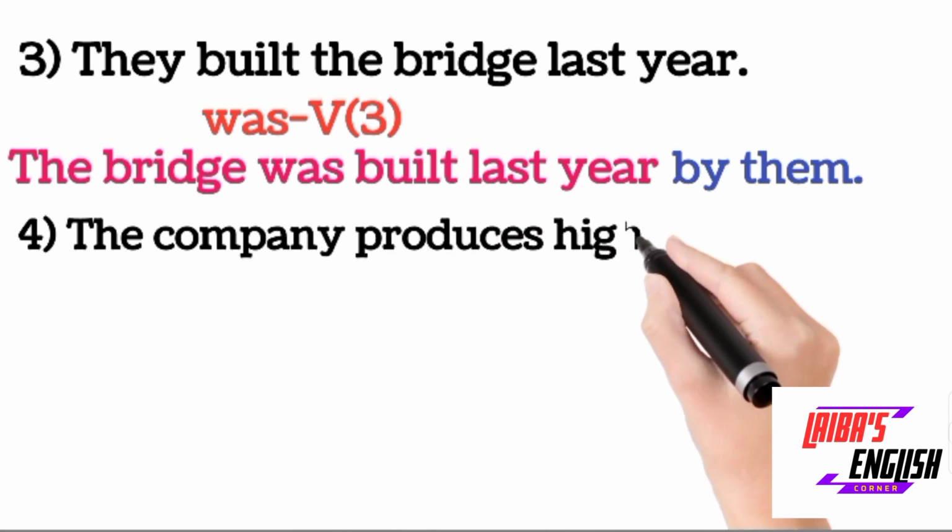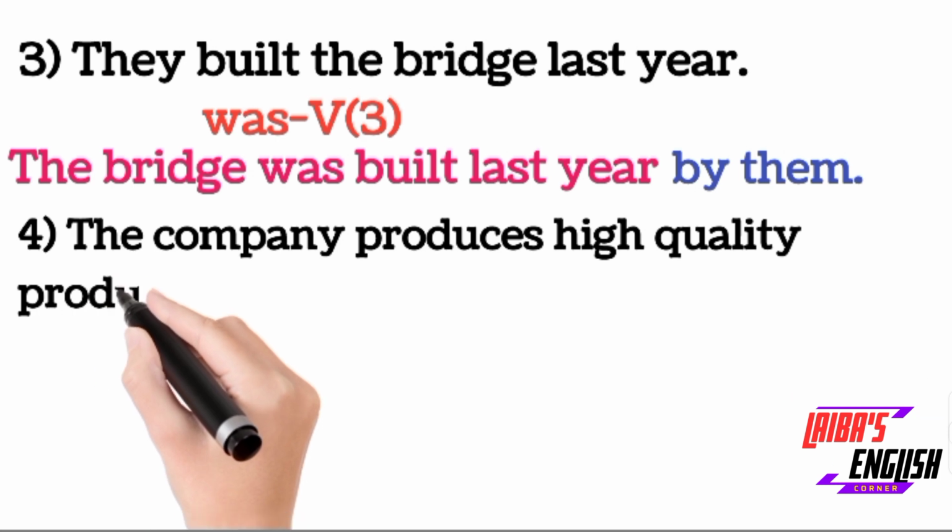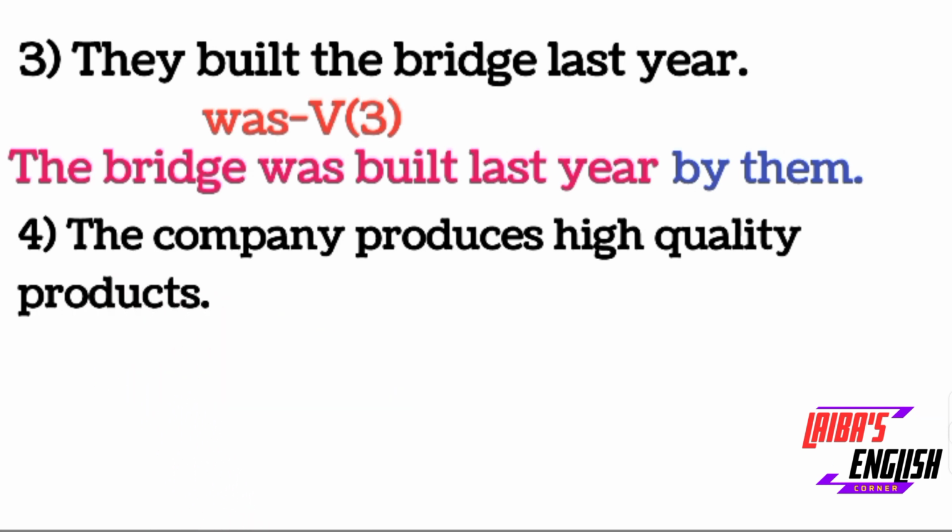Fourth example is: the company produces high quality products. We are using s here, so it means that it is present tense.